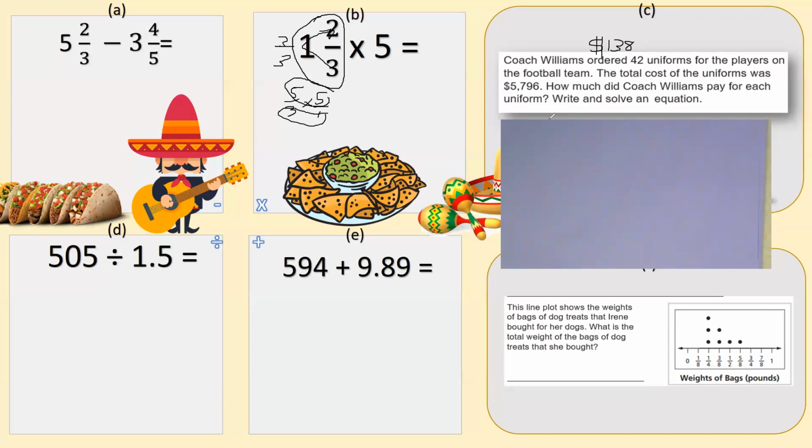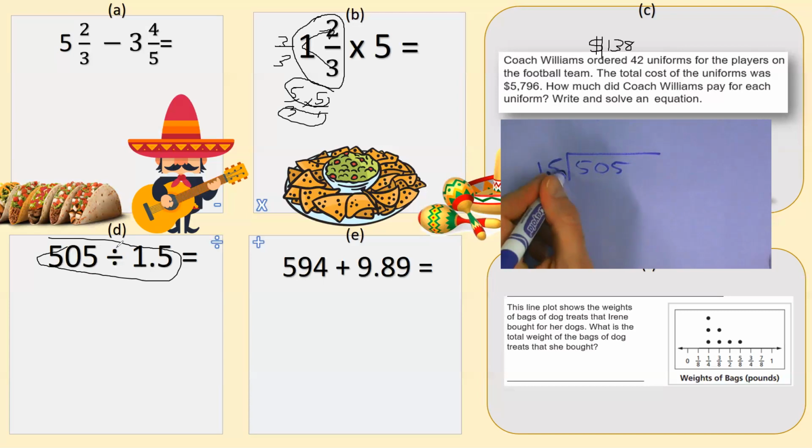Now we have 505 divided by 1.5. So I'm going to write it down. 505 divided by 1.5. Am I allowed to have that decimal? I can't have a decimal on the number that I'm counting by. So I have to get rid of it by pushing it over. But whatever you do to this side, you have to do to the other side. It's like a teeter-totter. If I do it, oh, now it's not even, so I got to do it to the other side. This one doesn't have a decimal.